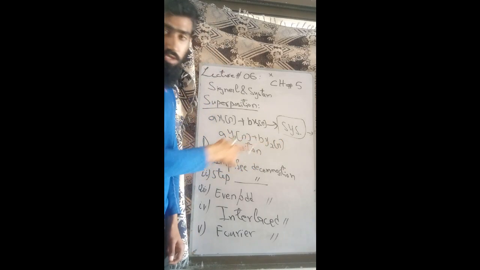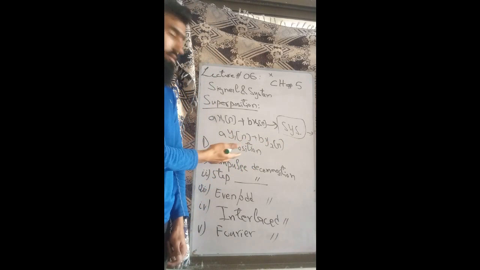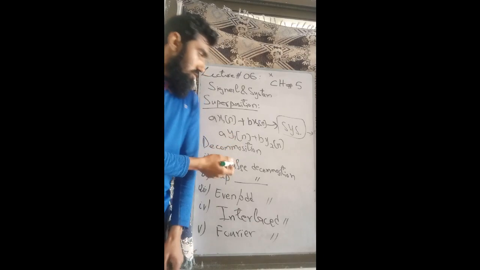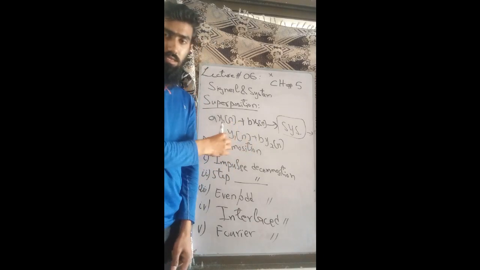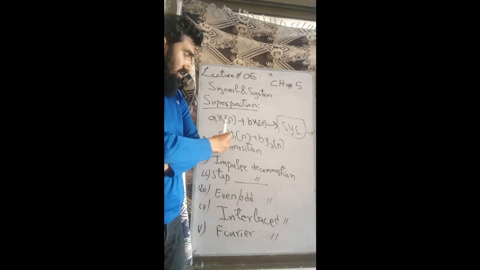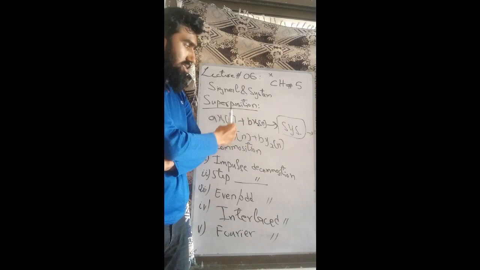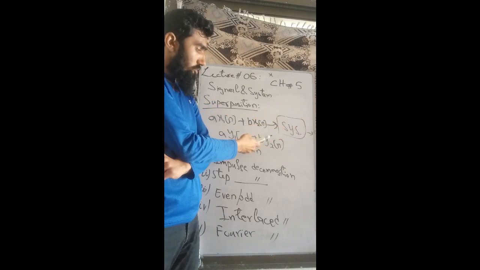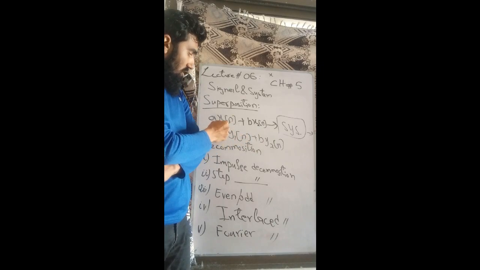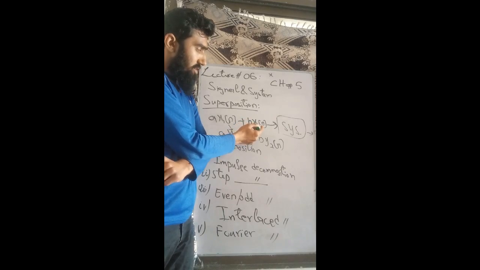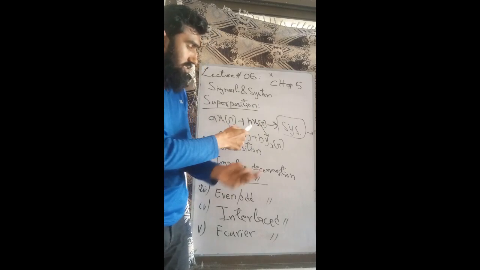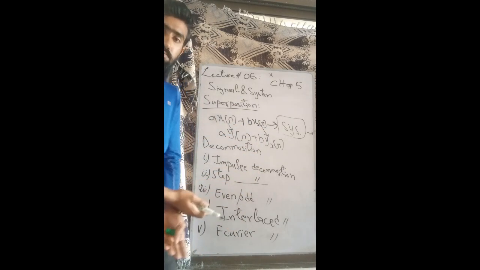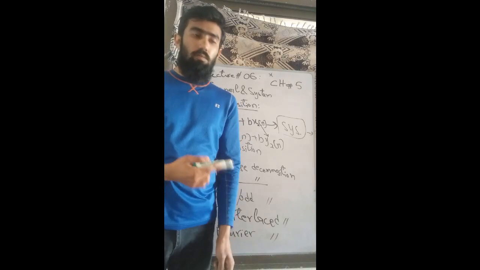We are familiar with this equation. We already studied this equation. So what is happening in this equation? We are scaling the signals, summing the signals, and giving them as input to a system. For input x1 of n we get output y1 of n, and for input signal x2 of n we get y2 of n. We are again getting the scaled version and summation of these two signals. So this is what linearity is all about.